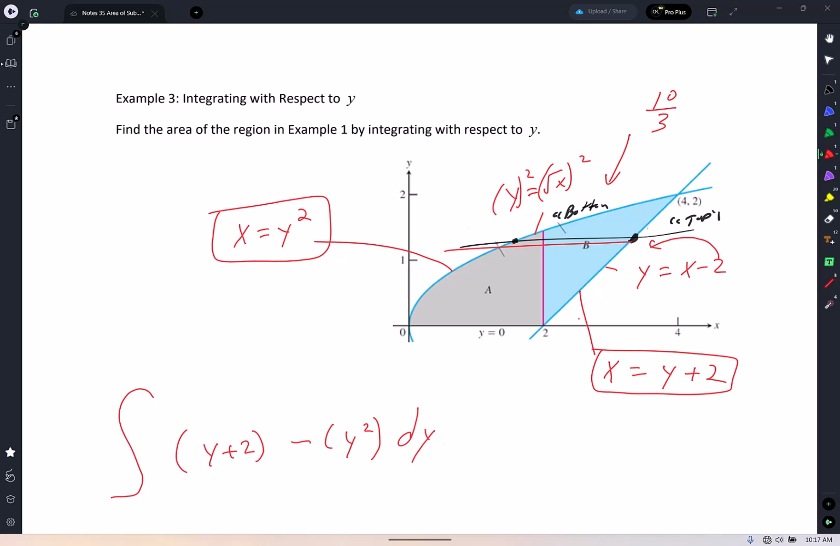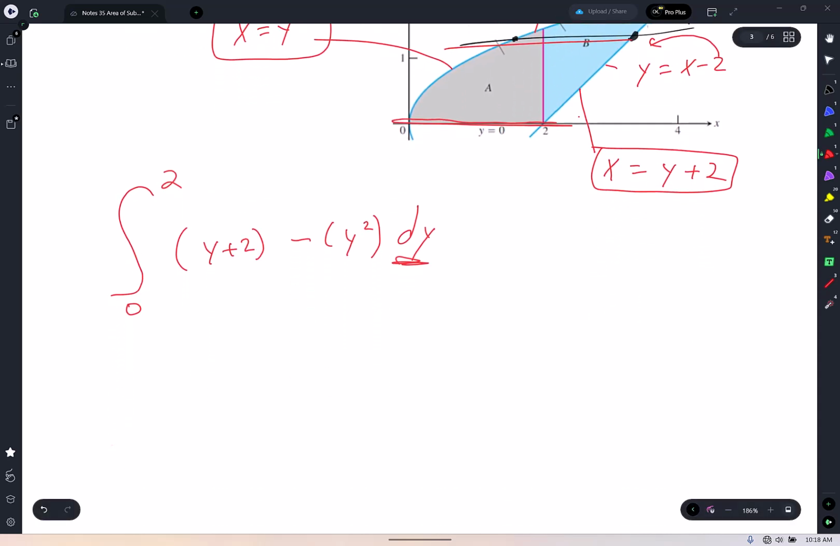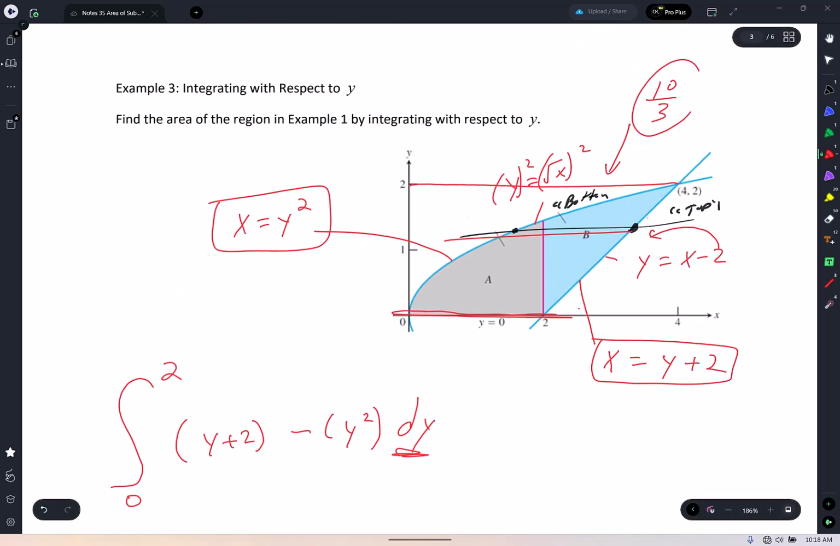Let me reemphasize, are those infinite rectangles dx's or dy's? So I need to have my limits in terms of y. What's my lowest y value? 0. What's the highest y value? 2. And it makes life easy because you don't even have to worry about the 0 now. Check it out. Here we go. Integral. Now remember, we already know the answer. We better get 10 over 3 again.